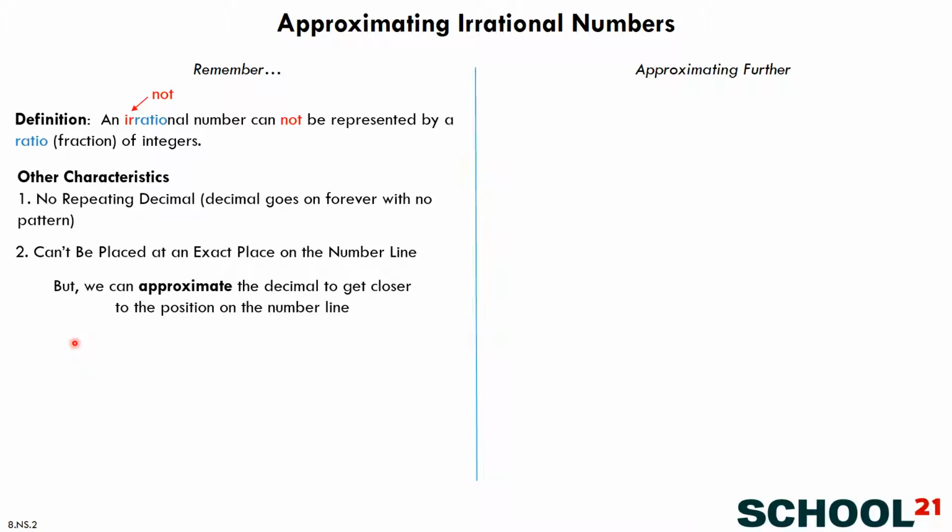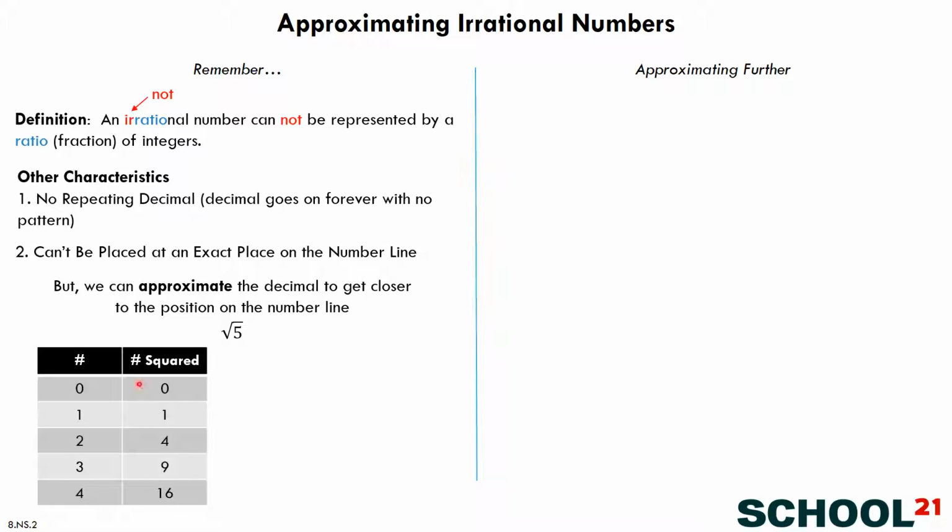So we're going to use the irrational number square root of 5. The square root of 5 is saying there's some number out there that when you multiply it by itself, it equals 5. Square root of 5 times square root of 5 would be 5. So let's make a table of squares here with just the integers. Here I'm putting 0 through 4, and then I'm putting that number squared. So 0 squared is 0, 1 squared is 1, 2 squared is 4. Does that make sense? Yeah.